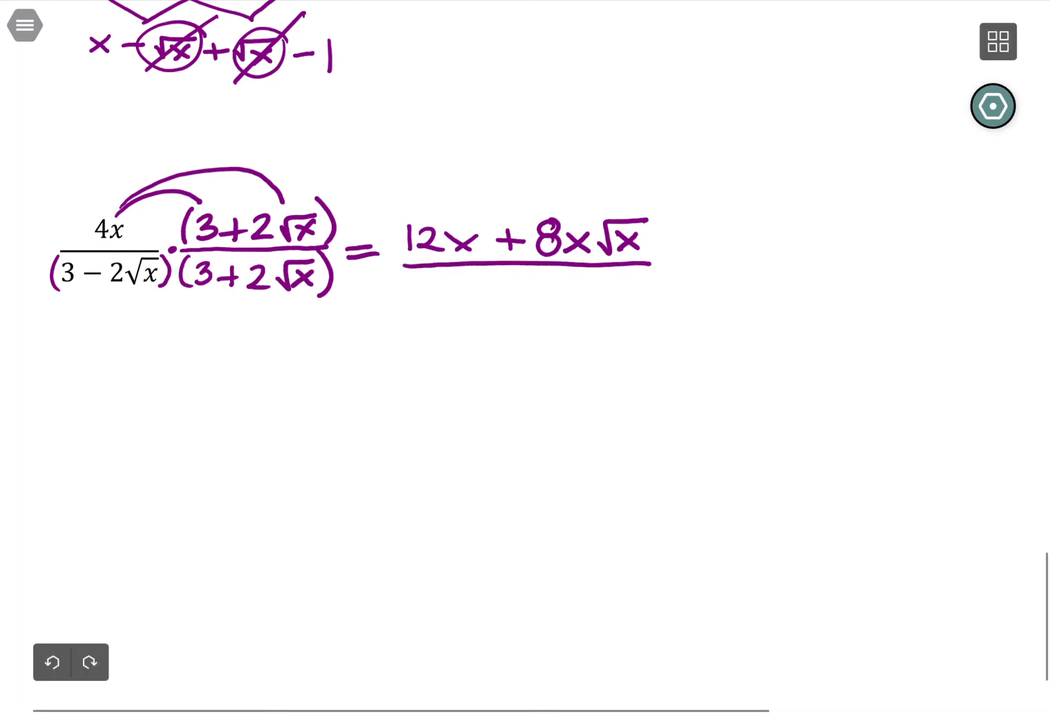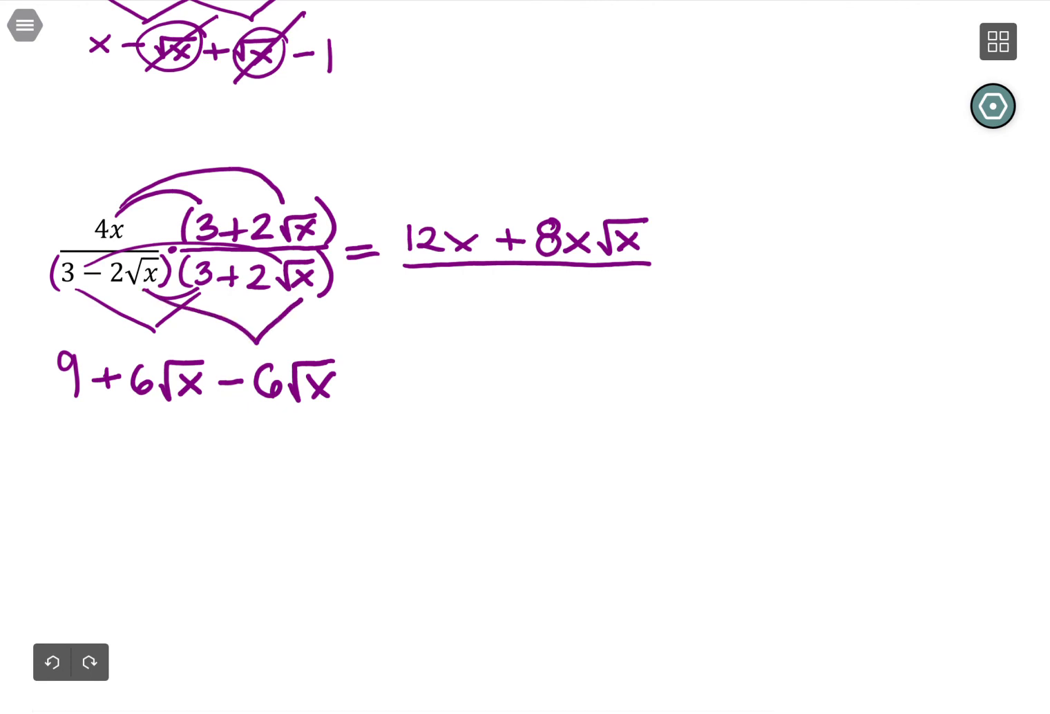For the bottom, again, I'd like to just walk through. Our first is 9. Our outside is 3 times positive 2 root x, so that's going to end up being plus 6 root x. Our inside is negative 2 root x times 3, so that's going to be a negative 6 root x. And our last is a negative 2 root x times 2 root x. So negative 2 times 2 is negative 4. And root x times root x is root x squared, which is just x.